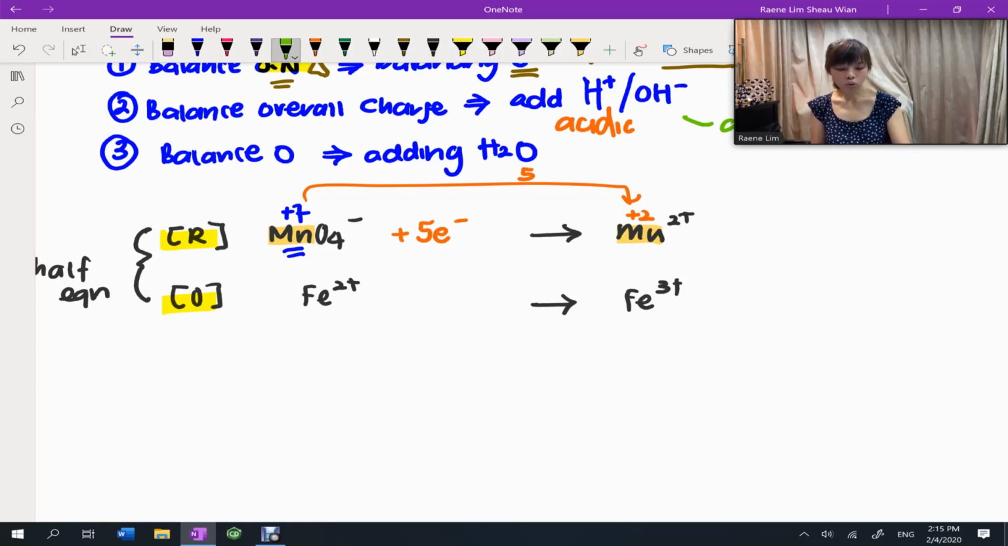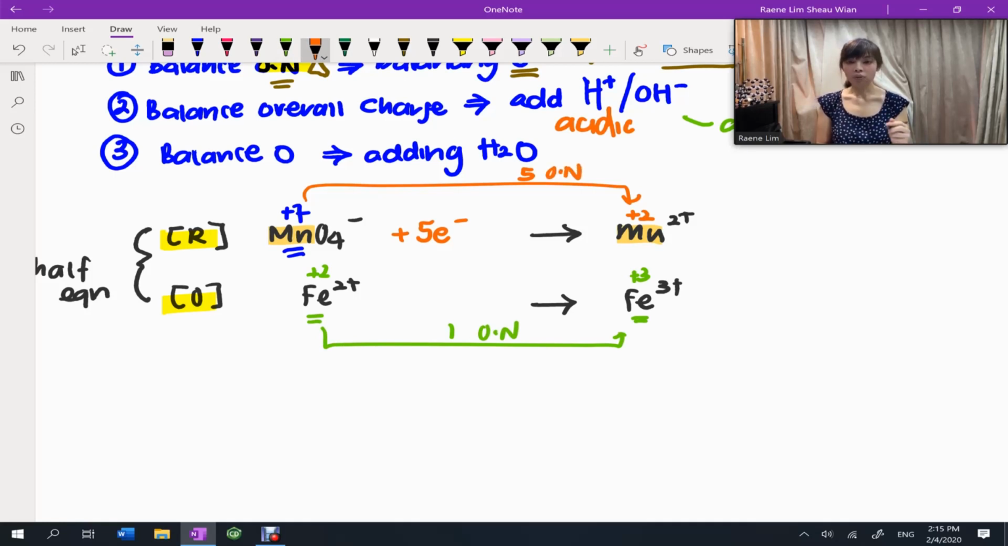Now, how about iron 2+? Iron 2+ is the redox partner for MnO4 minus. Iron 2+ goes from +2 to +3. So this is a 1 oxidation number change. So this is a 5, and that is 1. If there's 1 oxidation number change per iron atom, it means that it must have lost 1 electron. Just take note, your reduction electrons should always be on the left. It gains electrons, and for oxidation, your electrons should always be on the right.